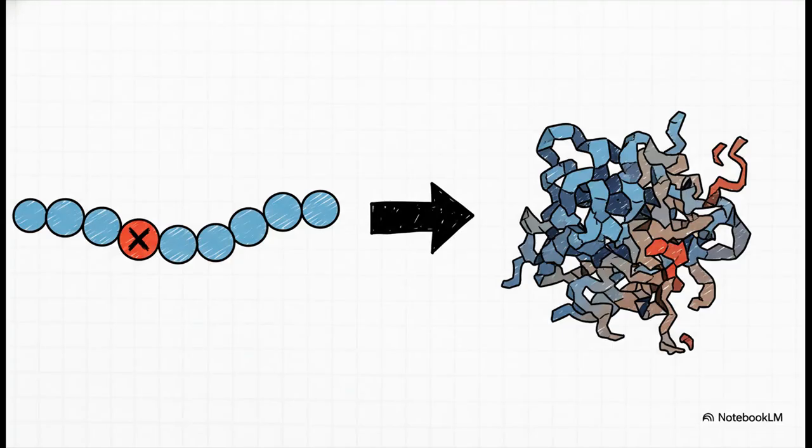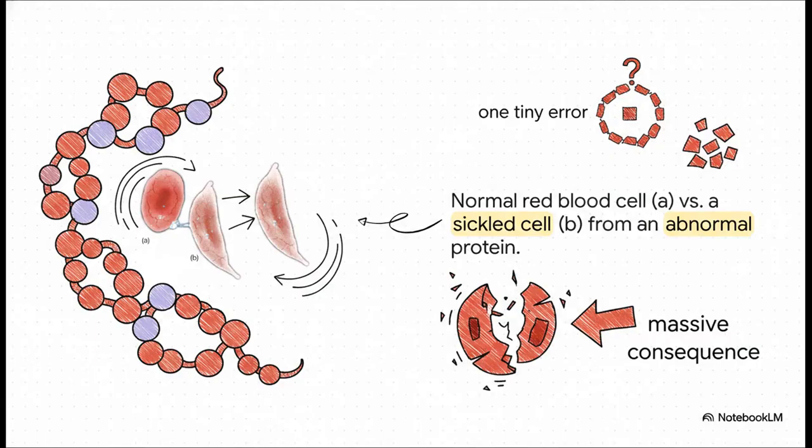So what happens is, sometimes there's a tiny error, a mutation, in the DNA instructions. And that causes just one wrong amino acid, one wrong bead, to be placed in that long chain. You could have a chain of hundreds of amino acids, and just one single mistake can change everything. And this is the result. This is sickle cell anemia.